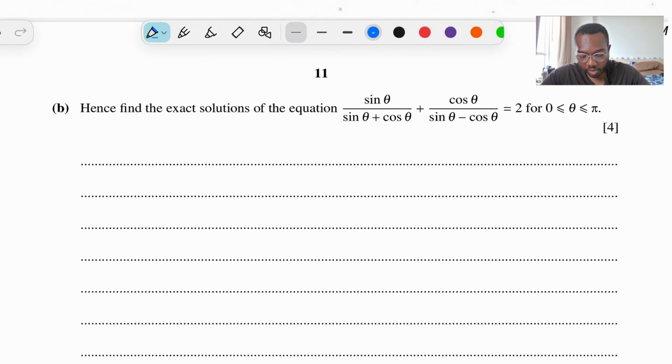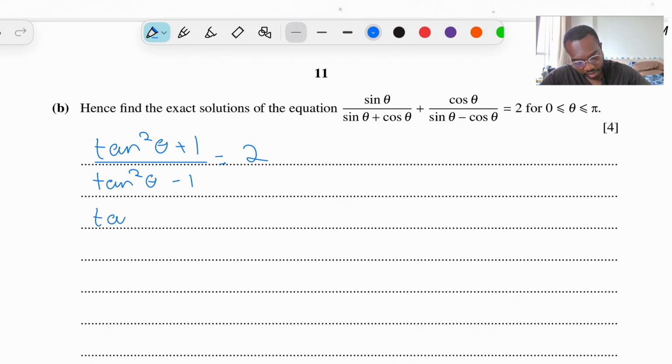Okay, so now we need to work out the solutions to that equation where it's equal to 2 and where theta is between 0 and pi, okay? So to do that, we know that tan squared theta plus 1 over tan squared theta minus 1 equals 2. Okay, so we can just rearrange this, and then we can work it out. So if we multiply both sides by tan squared theta minus 1, we get tan squared theta plus 1 is equal to 2 tan squared theta minus 2.